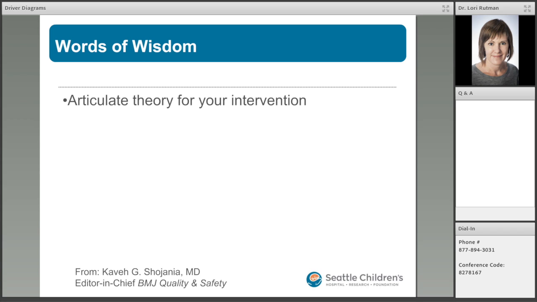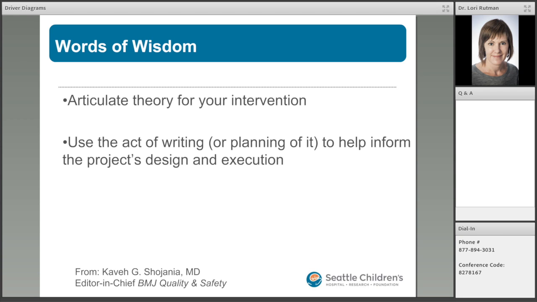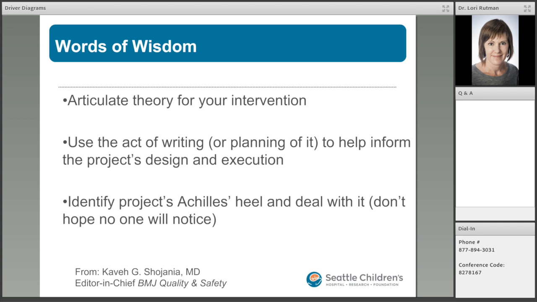So the first thing that Dr. Shojania said was, articulate a theory for your intervention. When you're doing QI work, theory is a really important component and something to consider early on. He said, use the act of writing or the planning of writing to help inform a project's design and execution. And finally, identify a project's Achilles heel and deal with it, don't hope that no one will notice. And I hope that by the end of this webinar, these three statements will resonate with you, and you'll understand how creating and thinking about key driver diagrams can address all of these issues.